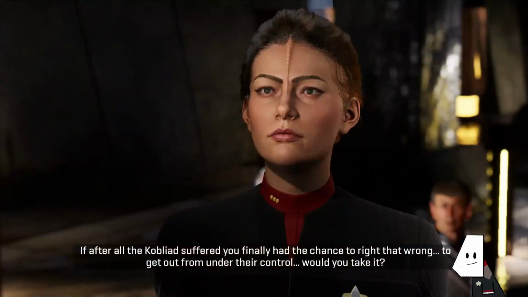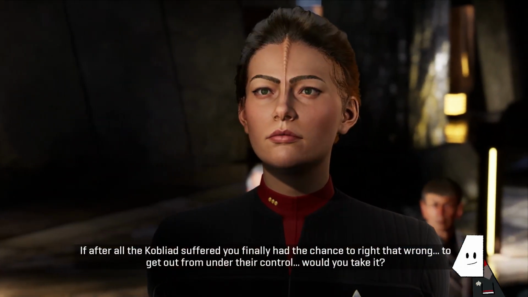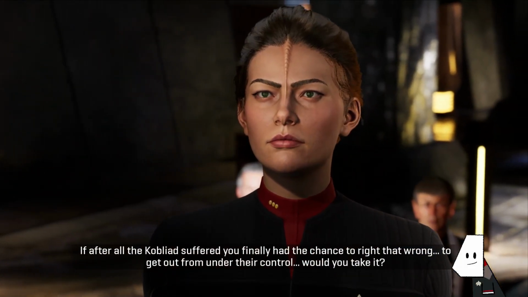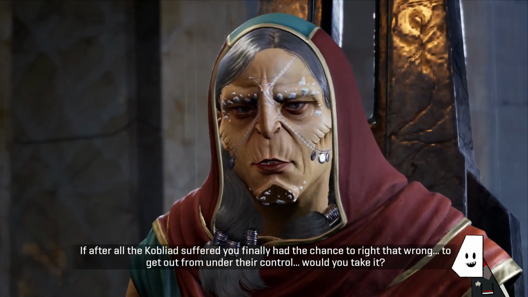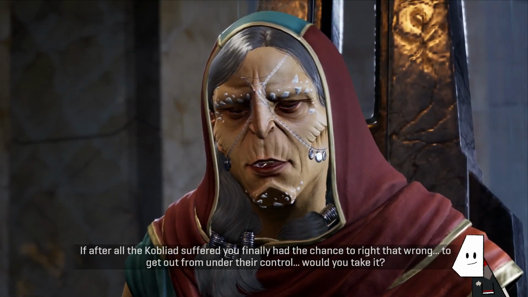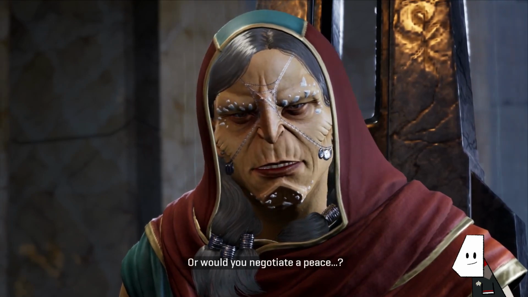If the Kobliad suffered, you finally had the chance to right that wrong. To get out from under their control. Would you take it? Or would you negotiate a peace?